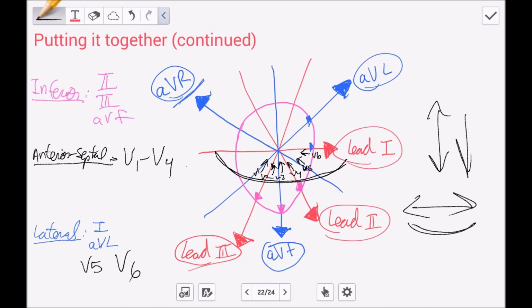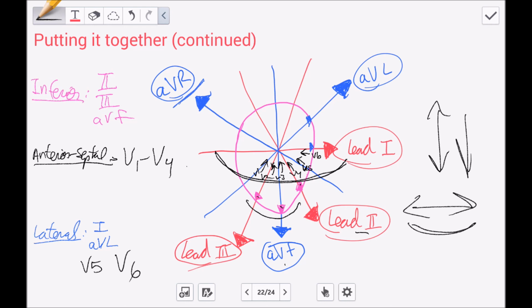Does that make sense? So that's why we can see inferior leads, lead 2, 3, and AVF, because that's where these leads are looking down, right? Lead 2 over here is looking down this way. AVF is looking down this way. Lead 3 is looking down this way, and this is the inferior part of the heart, right?